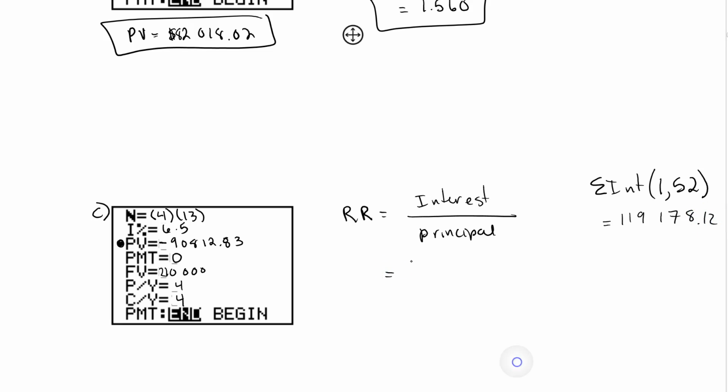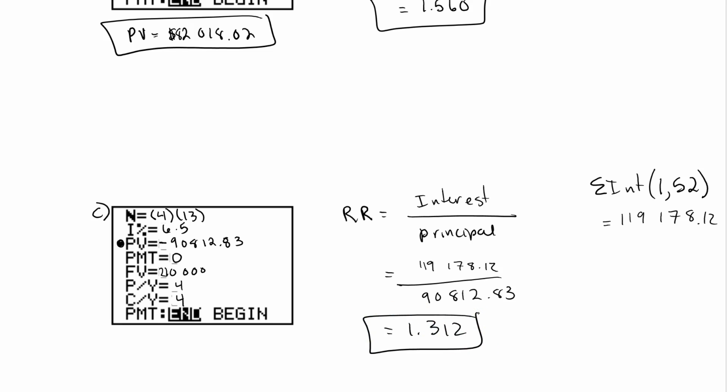So we say that our interest is 119,178 over the principal, or the present value, 90,821.83, and we get a rate of return of 1.312, which is exactly the same as we found before.